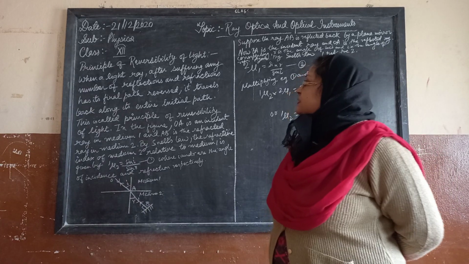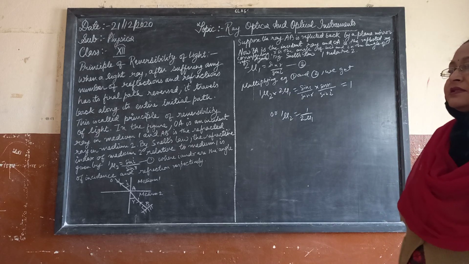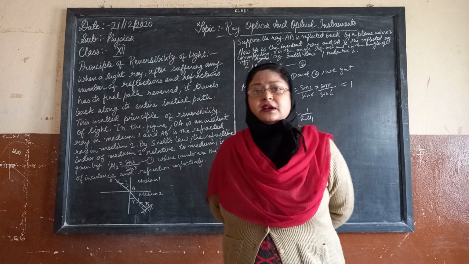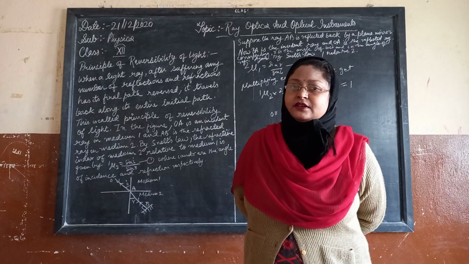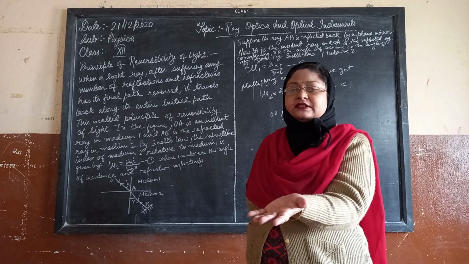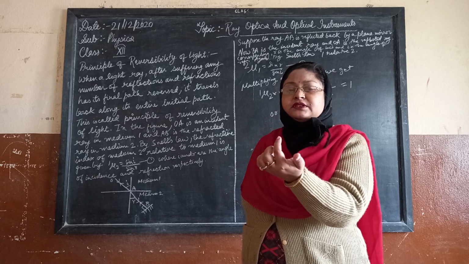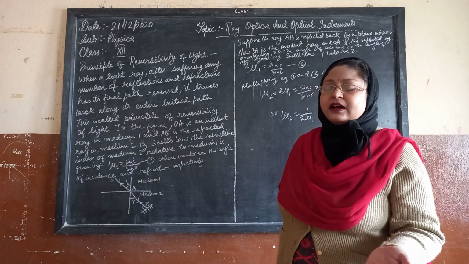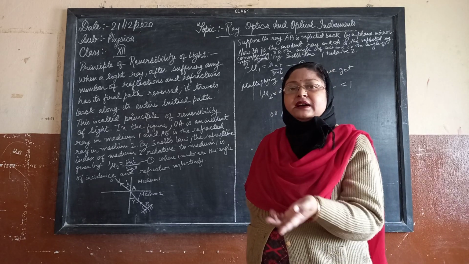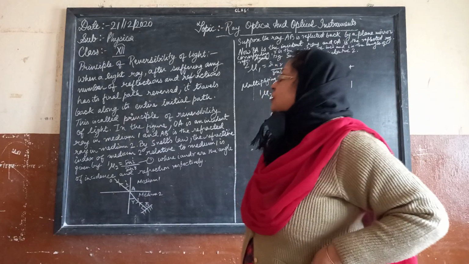The first topic is the principle of reversibility of light. Principle of reversibility of light means that light going from one point to another point returns in the same manner. It goes from one interface to the other, and comes back from that opposite interface. It goes from sin I to sin R, and it returns back from sin R to sin I itself. That is what we call reversibility.